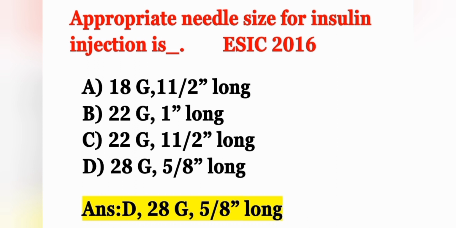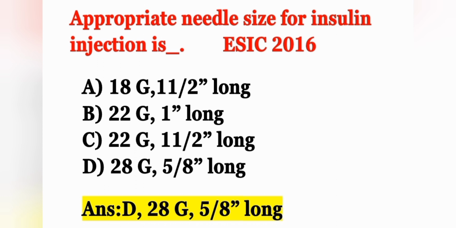Insulin injections are given subcutaneously. So the needle size for a subcutaneous injection is 25 to 28 gauge, ½ to 5/8 inch length. Okay, here 28 gauge, 5/8 is there. So that is the correct answer.